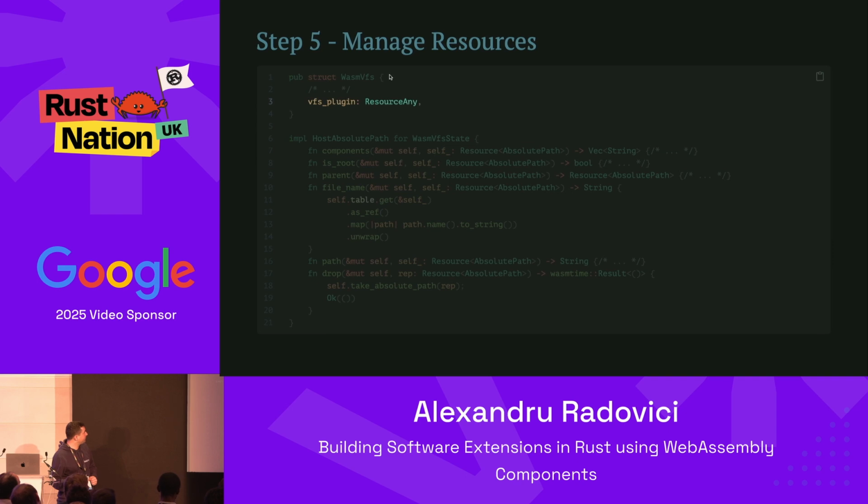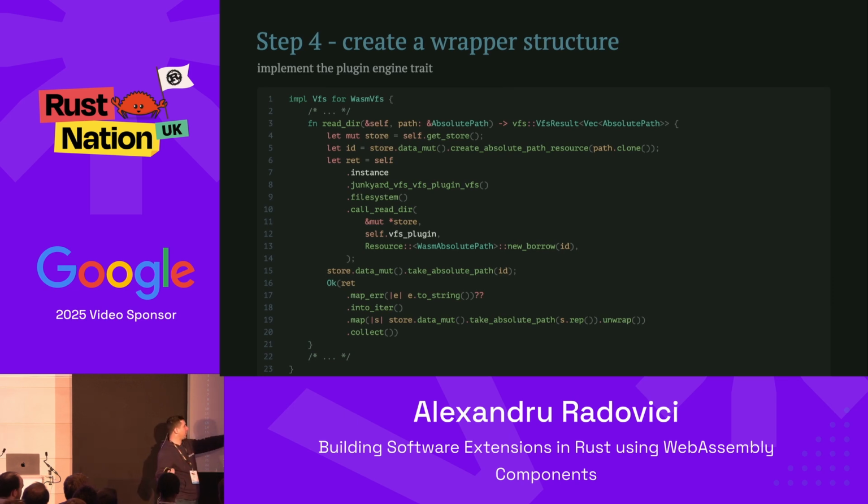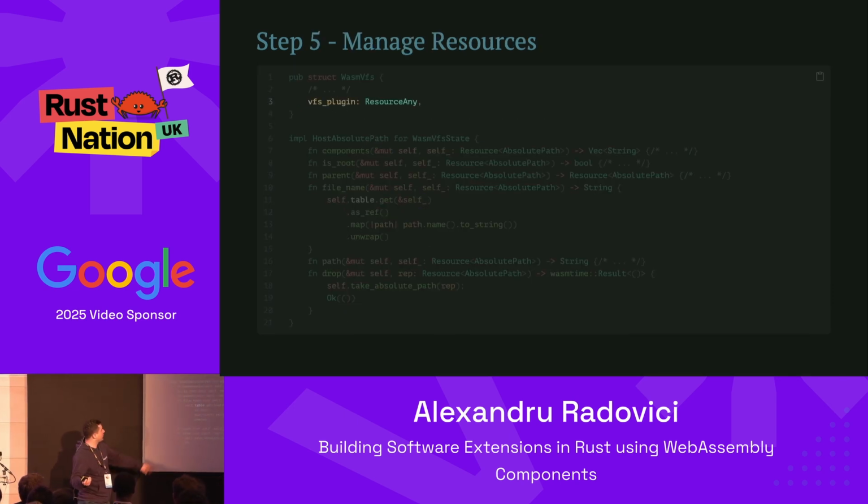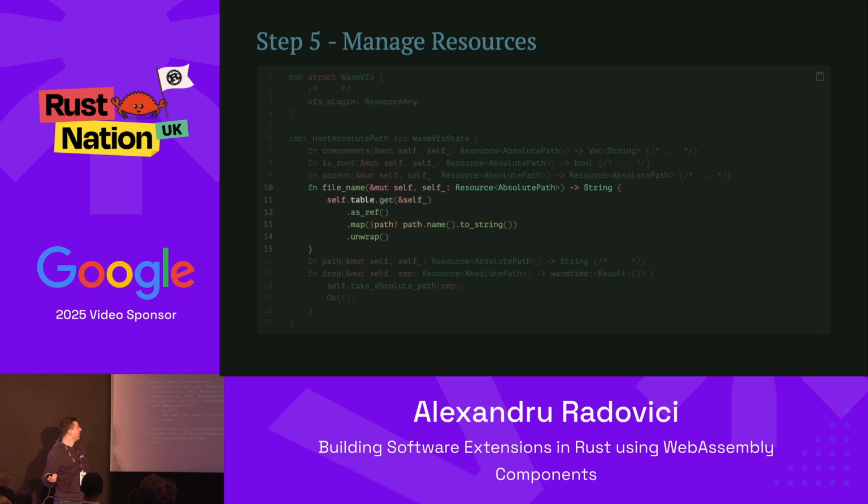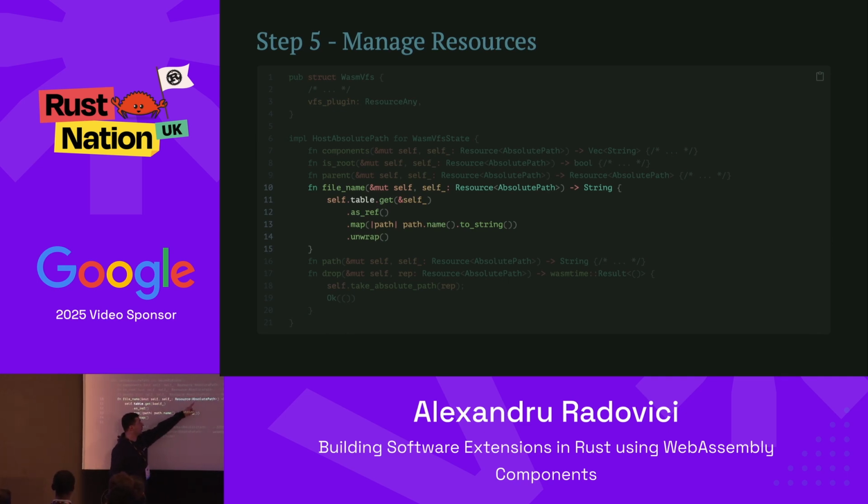All right. So this is how it actually looks like. VFS plugin will be my exported interface. And I have this resource, absolute path. This is what happens. For every resource that you define, BindGen will create a trait which is Host and the name of your resource. And as you can see, these are the methods that I declared on the resource. The methods are the same, so I just exemplified one. File name gets a resource of absolute path, even though I had an absolute path in the trait. Returns a string.